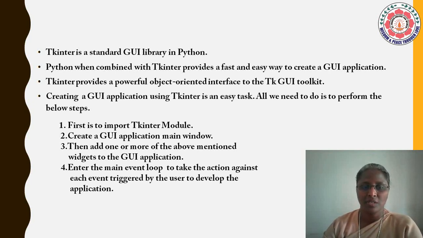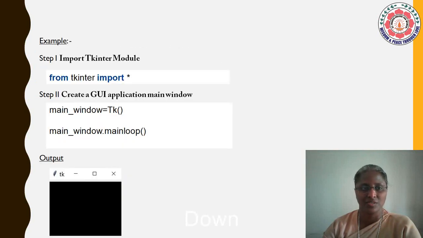First, import the tkinter module. Second, create the GUI application main window. Third, add one or more of the above mentioned widgets to the GUI application. Fourth, enter the main event loop to take action against each event triggered by the user.